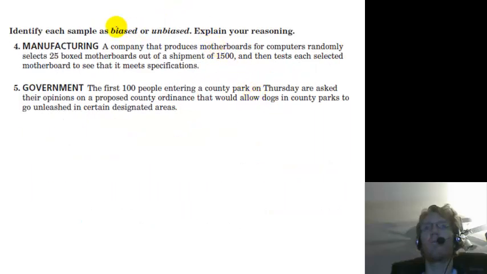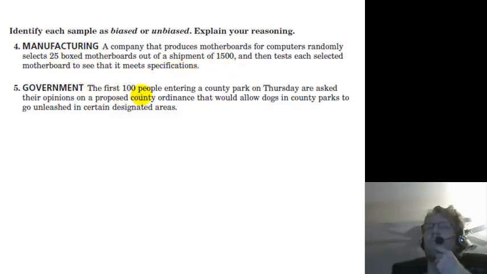Okay, 2 more. Identify each sample as biased or unbiased and explain why. A company that produces motherboards for computers randomly selects 25 boxed motherboards out of a shipment of 1,500 and then tests each one to see if it meets the specs. That should be unbiased because they're selecting them randomly out of the shipment. Bias would mean they had some kind of reason why they picked certain ones over other ones, but in this case they're selecting them randomly, so that should be unbiased.